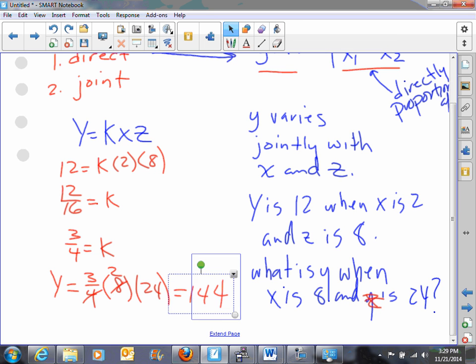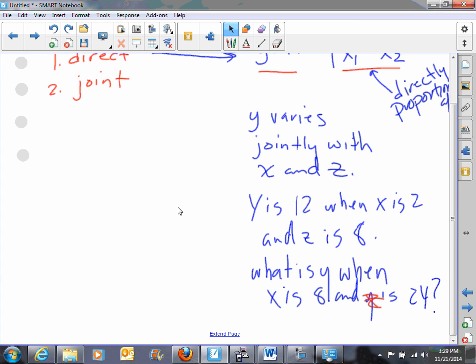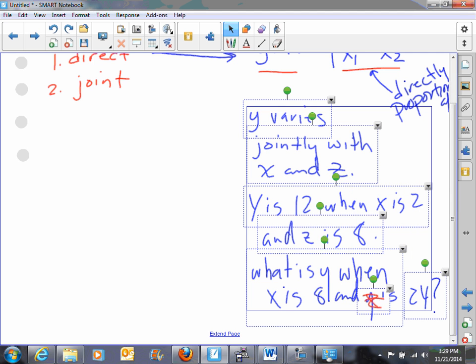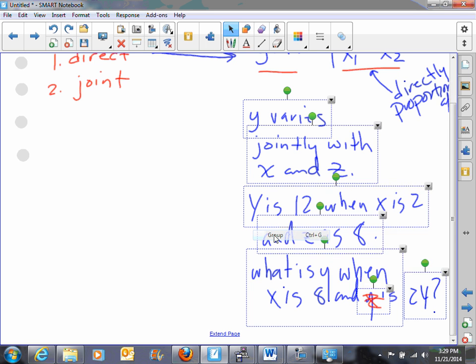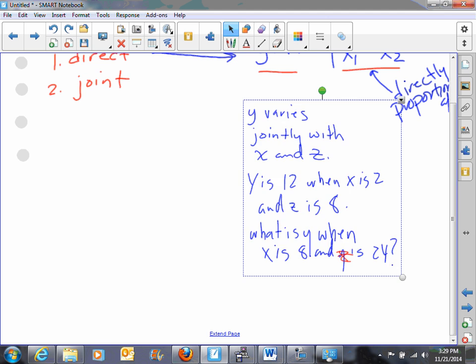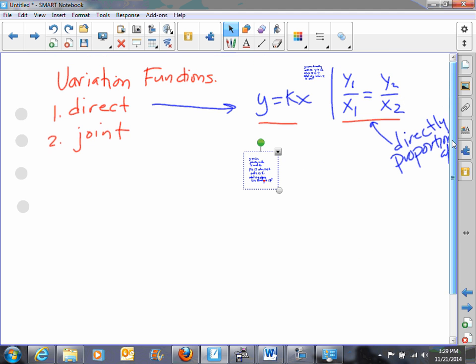Now, let's see, delete. Sometimes we, oh, and by the way, let's just group these and minimize those just in case we need them again. Put it up with the other stuff here.